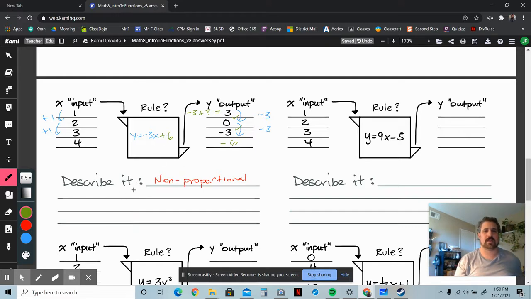So this is definitely a non-proportional linear function, because it does have a constant slope, a constant multiplier. Why function? Because it has one output for every input, right?